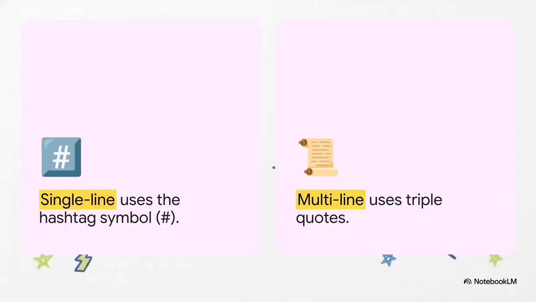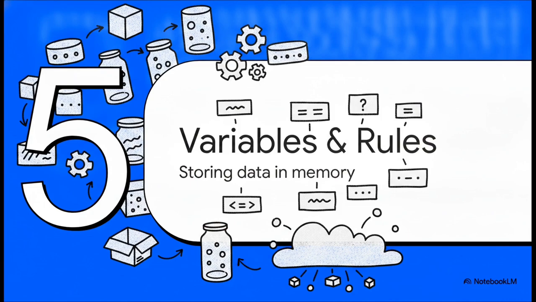Python gives you two simple ways to leave these notes. For a quick one-line explanation, use a single-line comment, which starts with a hashtag symbol. If you need to write a detailed paragraph, say explaining a complex math formula, you use a multi-line comment, which requires opening and closing the text with triple quotes. Getting into the habit of leaving good comments early on is definitely what separates a beginner from a real professional developer.